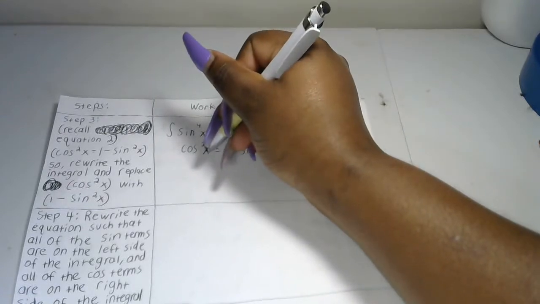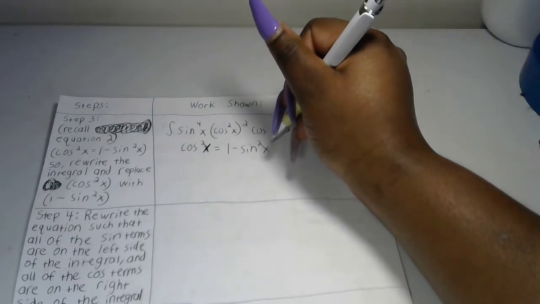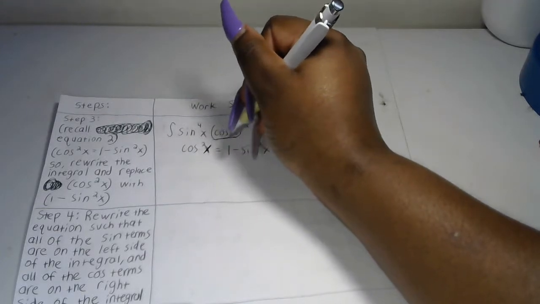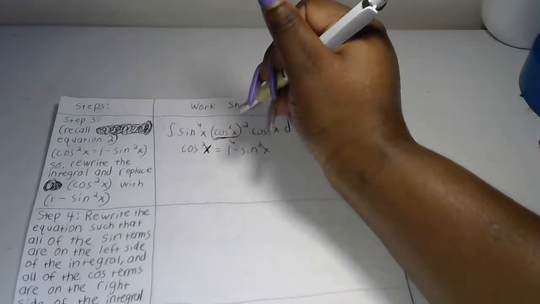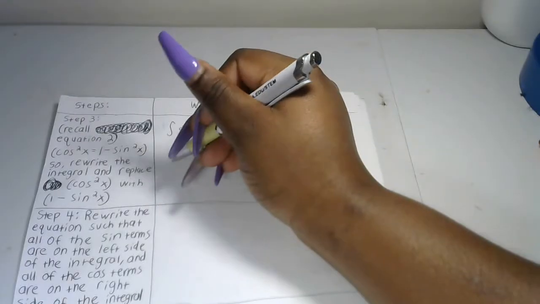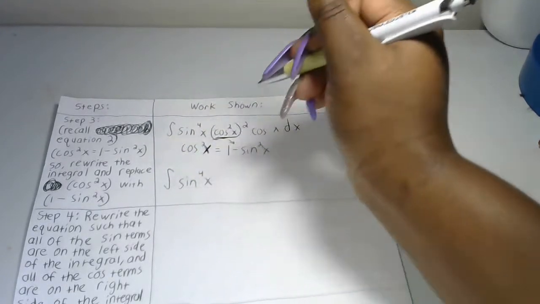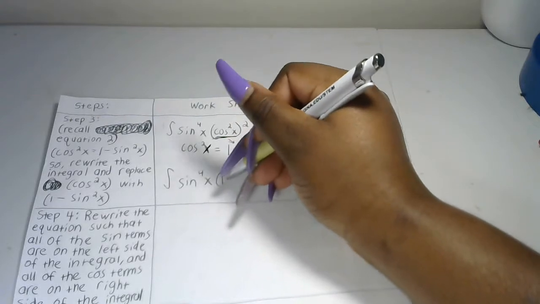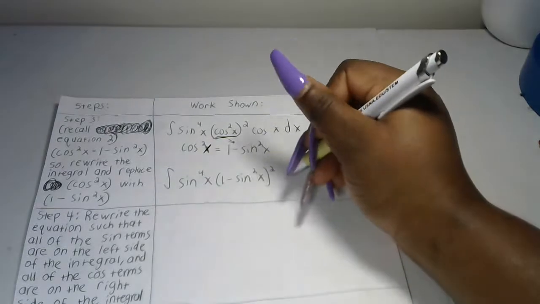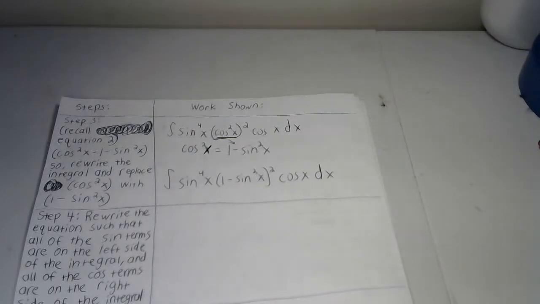Like we said, this trigonometric identity, cosine x squared is equal to 1 minus sine x squared. Let me highlight that so you can see. We're going to take this term right here and replace it with that. So if we rewrite the integral replacing cosine x squared with 1 minus sine x squared, we get the integral of sine x to the 4th times 1 minus sine x squared, and all of that to the 2nd power times cosine x dx. All right, now let's go to step 4.